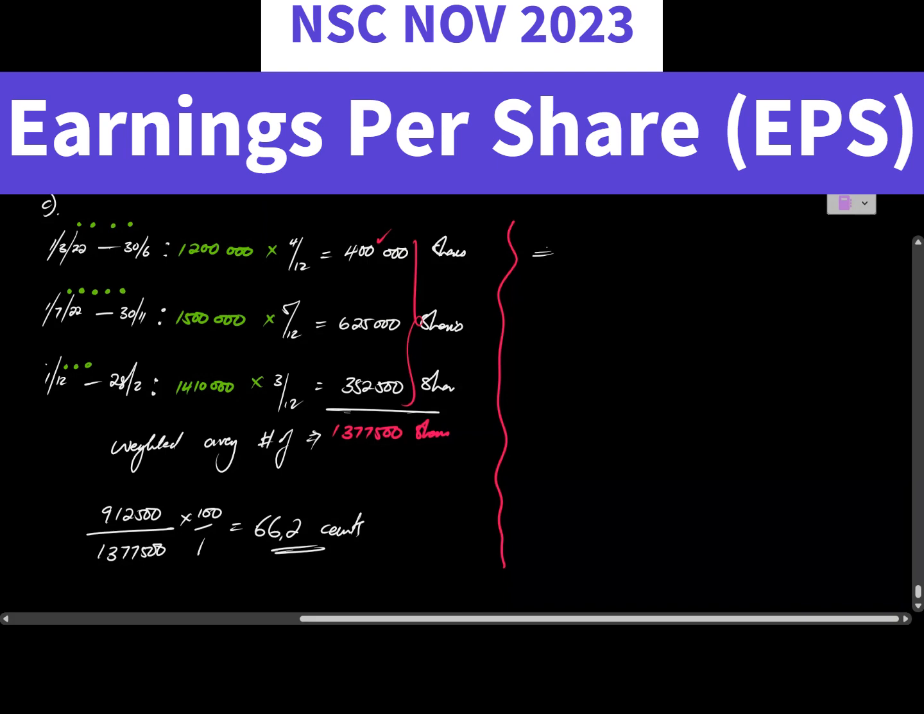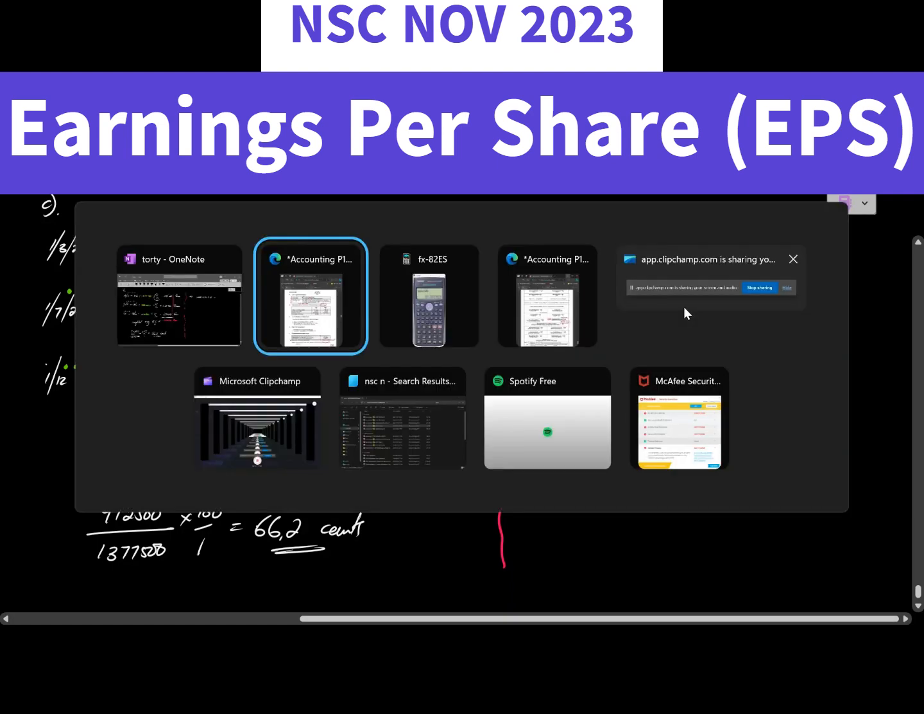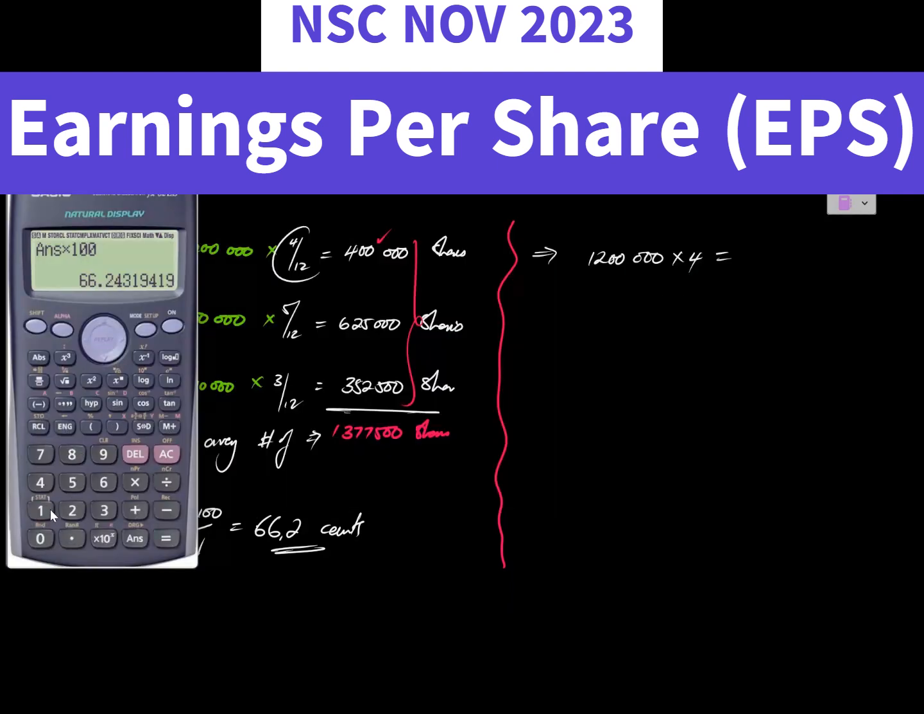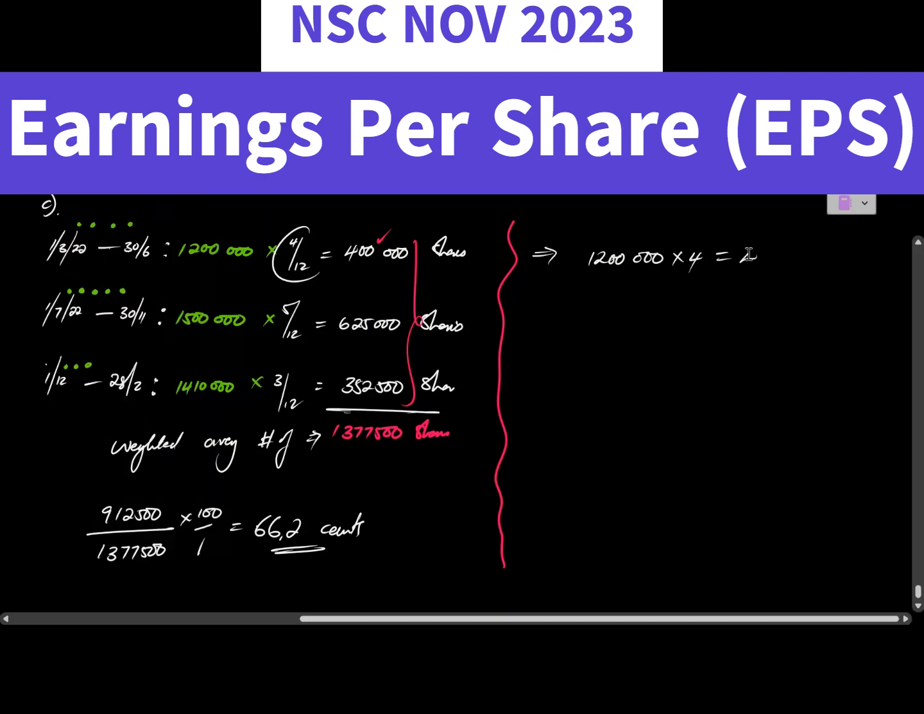My shares at the beginning were 1.2 million, and I had them for 4 months. You remember that 4 here? So I'll multiply by 4. Calculator, let's see if you're still there. My 1.2 million multiplied by 4 gives us 4.8 million.